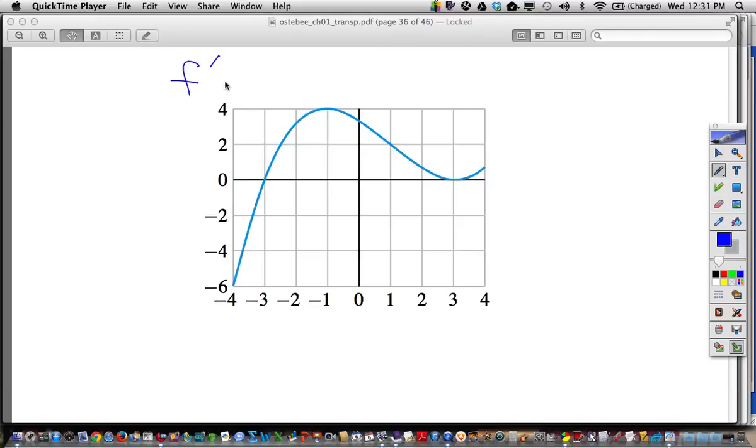F has stationary points where it crosses the x-axis. Write that answer this way: x equals -3 and 3. Or you can write x equals -3, x equals 3. Do not put that as an ordered pair. Why would this be wrong?